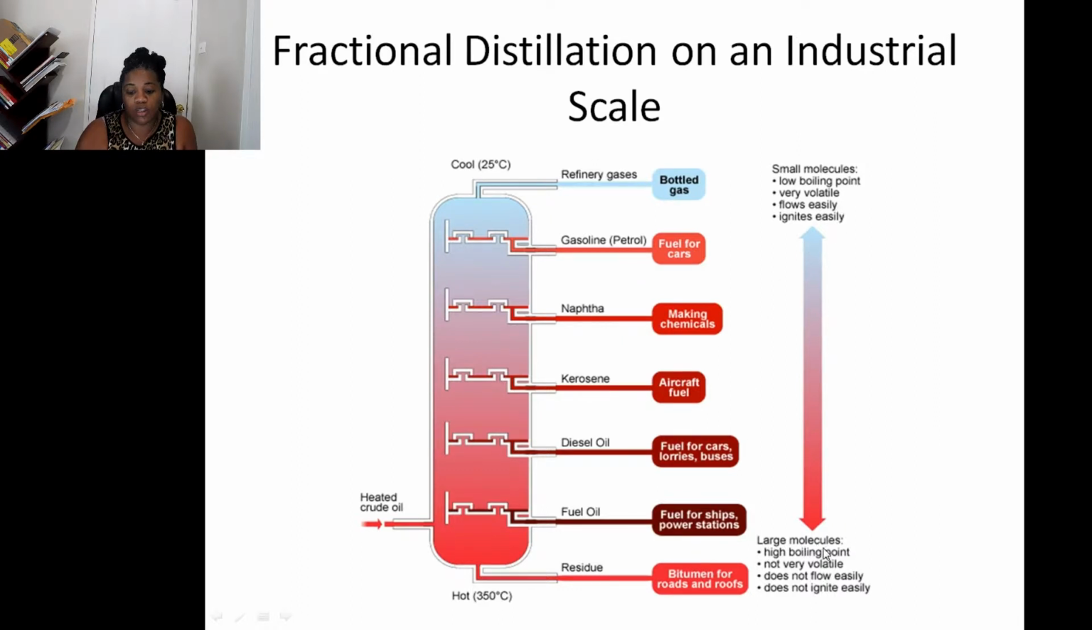Anything that's down here are larger molecules that would have a higher boiling point, and they're not very volatile, do not flow easily. So this is our industrial scale fractional distillation. This is how it looks. Now you know how many things you can get off of crude oil.